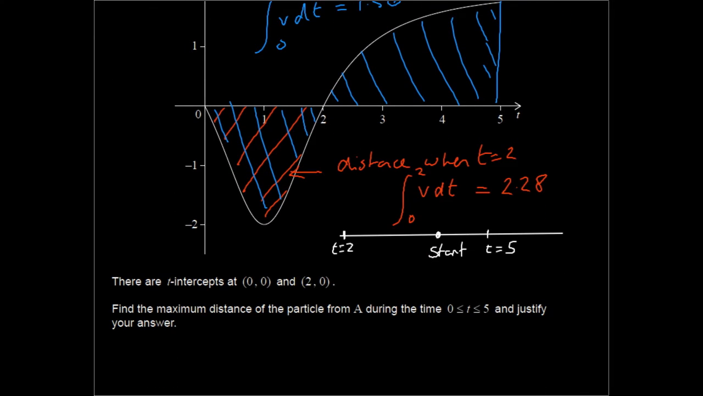So the blue one here is 1.56 meters, and the red one is 2.28 meters. So the answer will be maximum distance is equal to 2.28 meters from the start.